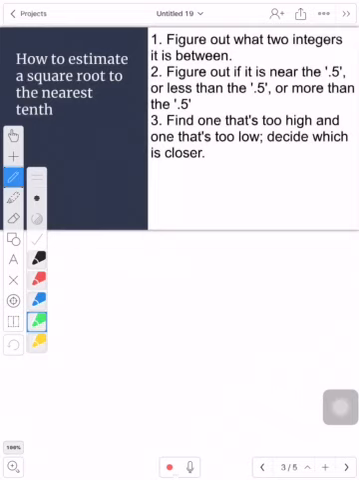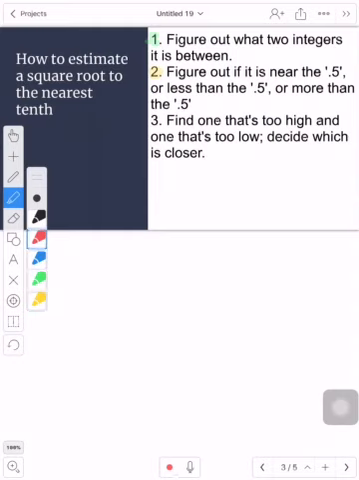You might want to pause this video to write down these steps. The first thing that we did was we figured out what 2 integers it was between. So in the last problem, we said 14 52/100, the square root of it, will be somewhere between 3 and 4. Our second step was to figure out if it's near the half mark, if it's right in between those 2 numbers, or if it's less, or if it's more. And so we kind of said, well, 3 squared is 9, 4 squared is 16, so I knew that my 14 52/100 was closer to the 4, so it's going to be above the 3.5 mark.